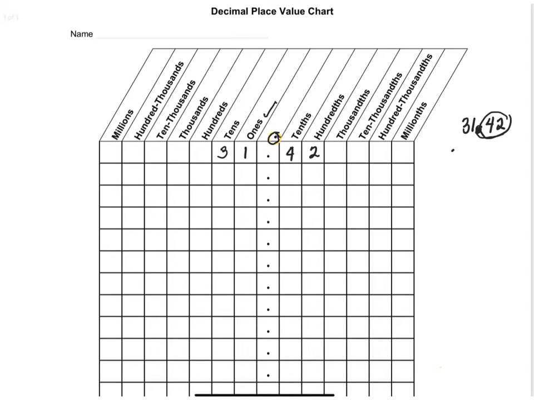If I have 325.163, so we are in the hundreds. So I'm going to put 3 hundreds, 2 tens, 5 ones. Then after the decimal, I will have 1 tenth, 6 hundredths, and 3 thousandths. But look, the tenths here is not the same as tens here.